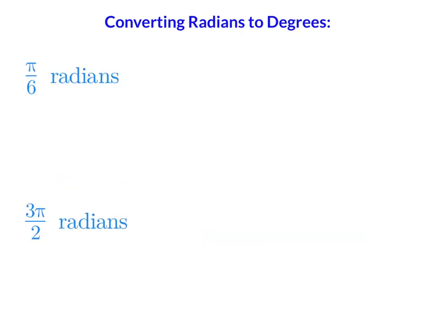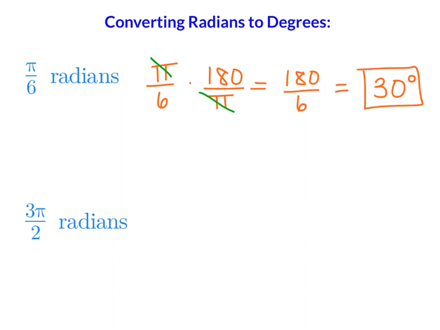And now let's work backwards, converting radians to degrees. So even if this example, pi over 6 radians, didn't say radians right here, I would know that it's in radians because it's got a pi in it. Normally degrees are not expressed that way. So what I do here is I take pi over 6 and I multiply it by 180 over pi because I'm trying to get those pi's to cancel each other, and I simplify. And what I get is 180 divided by 6, which is 30 degrees. Don't forget your degree symbol.